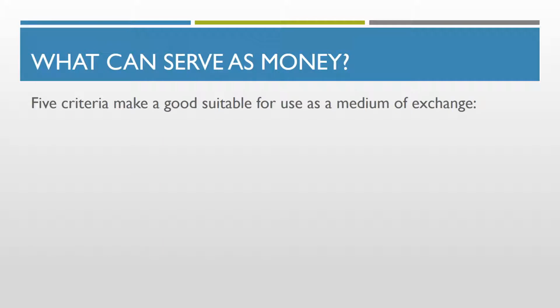So what can serve as money? There are 5 criteria that make a good, suitable medium of exchange. Number 1, this money has to be acceptable to most people. So that means to make it a good medium of exchange, most of the people living in the country, or maybe in the world, have to accept this form of money to exchange for goods and services.